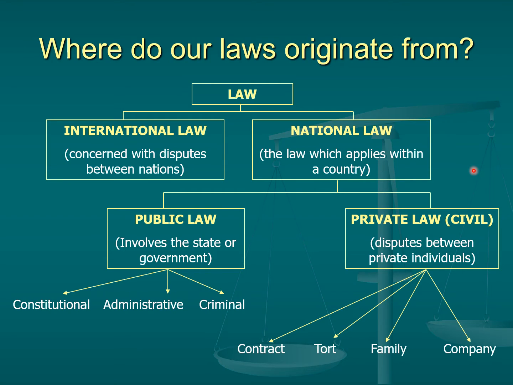within a country. And there are two main types of national law that we can look at. There's public law, which involves the state or the government, and there's private law or civil law, which involves disputes between private individuals. So public law, the main one I'm sure you'll all have heard of at least, is criminal law. So criminal law is a type of public national law, and this involves the state because it's the prosecution in the name of the Crown who are prosecuting defendants who are accused of criminal offences.